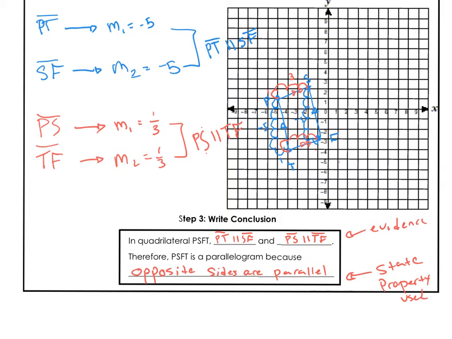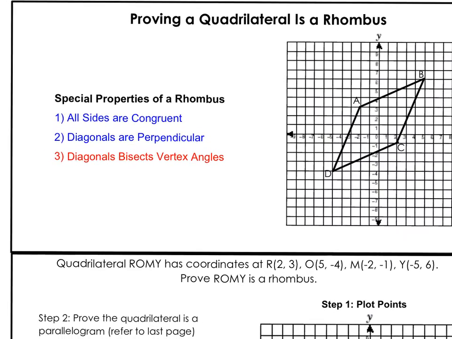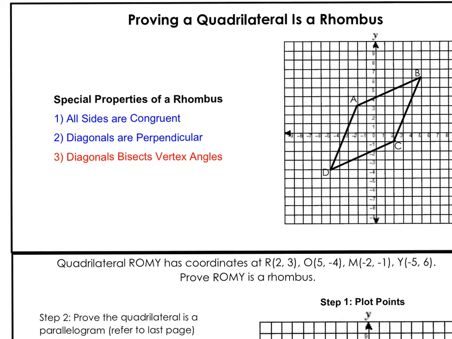All right, let's try a second one. We're going to move on to a type of parallelogram. It's called a rhombus. Remember that guy? Now, once again, we have to review a little bit about our properties of a rhombus. So a rhombus is a parallelogram, right? So it's got all those properties, but then it has its special properties that you need to prove that it's a rhombus. So the properties here are all sides are congruent. Remember that property? Diagonals are perpendicular, and diagonals bisect vertex angles. Those are the three special properties of a rhombus.